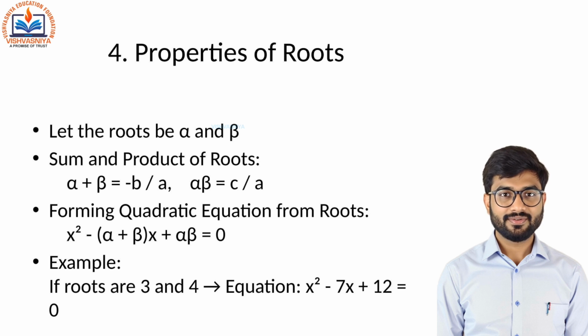Now, if you're given the roots and need to form the quadratic equation, use this formula: x² - (alpha + beta)x + alpha·beta = 0. Or simply, x² - (sum of roots)x + (product of roots) = 0. For example, if the roots are 3 and 4, then the sum is 3 + 4 = 7, and the product is 3 × 4 = 12. So the equation becomes x² - 7x + 12 = 0. That's how you form a quadratic equation from its roots.